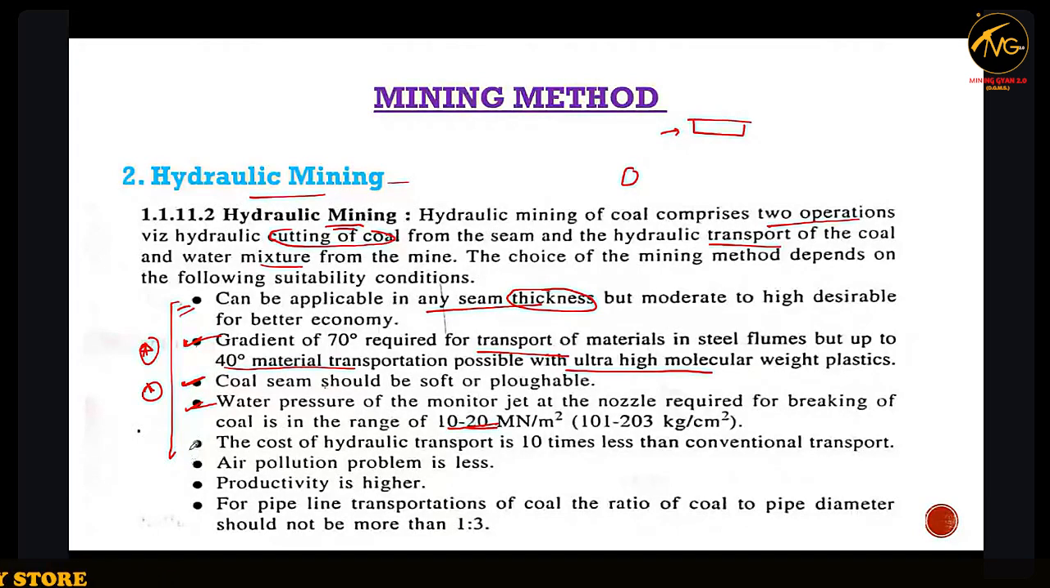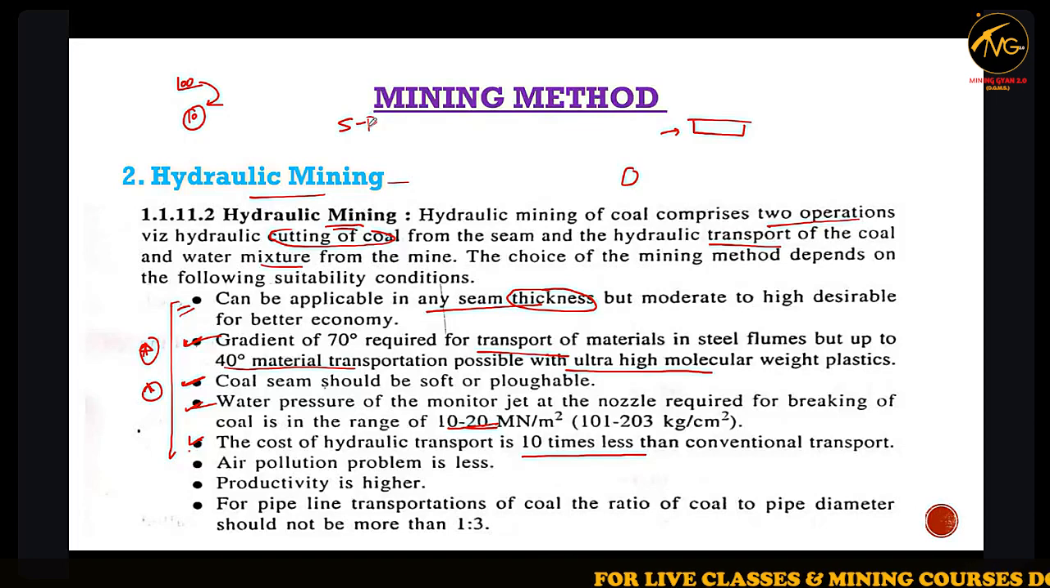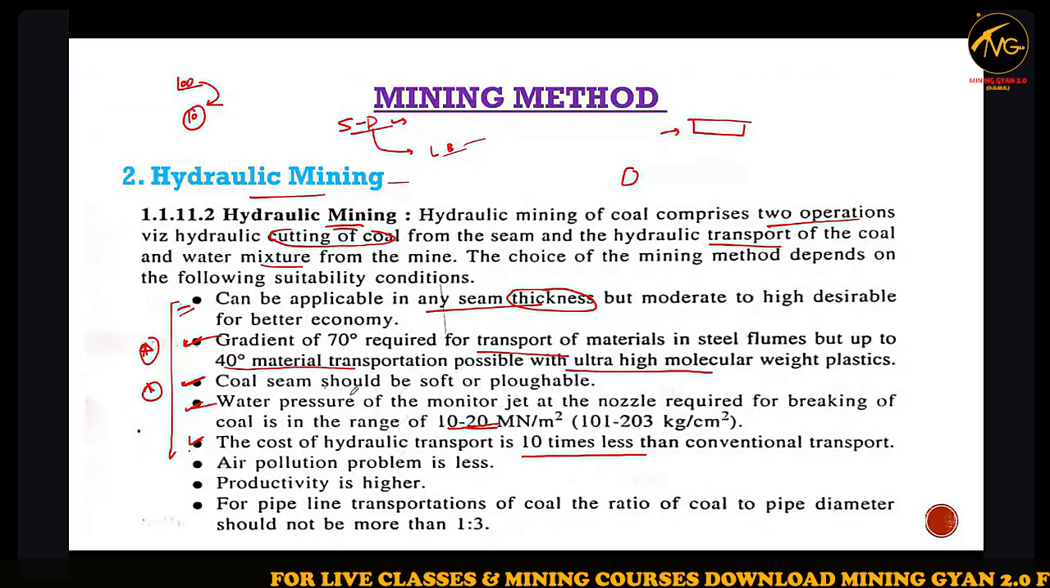It is cost effective. In other methods, if we are spending 100 rupees, then in hydraulic mining we require only 10 rupees. So it is 10 times lesser than the conventional method. Conventional means shovel and dumper combination on the surface, and in underground longwall, board and pillar, conveyor belt. So it is 10 times more cost effective.